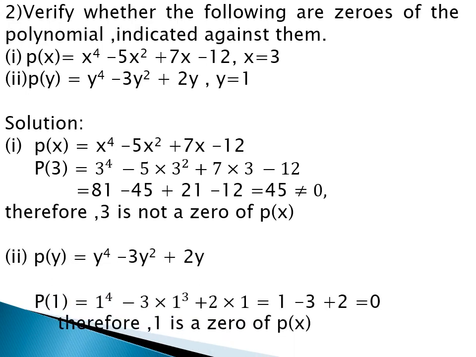Now second question. P of y equal to y raised to 4 minus 3y square plus 2y, and the question is asked for y equal to 1, whether it is a zero or not. So naturally we have to calculate p of 1.